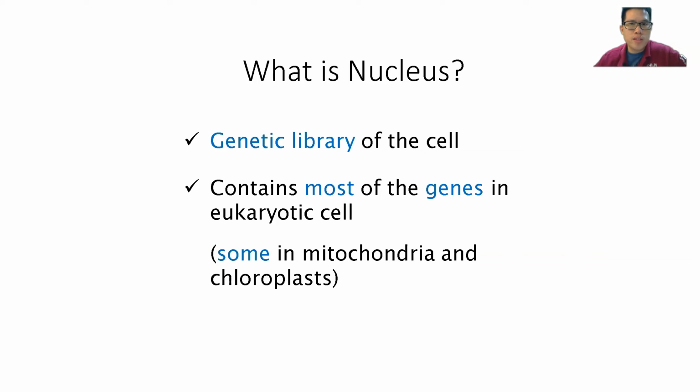So you can see one more thing here. Most of the genetic material is in the nucleus. Some is contained in the mitochondria and the chloroplast. Chloroplast is in the plant, which is for photosynthesis in plants.